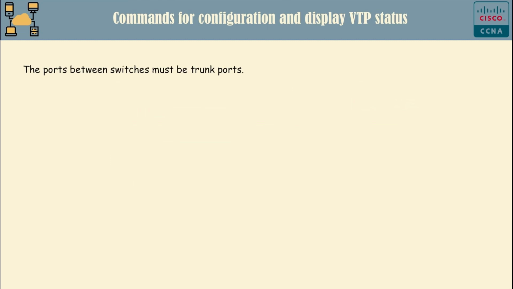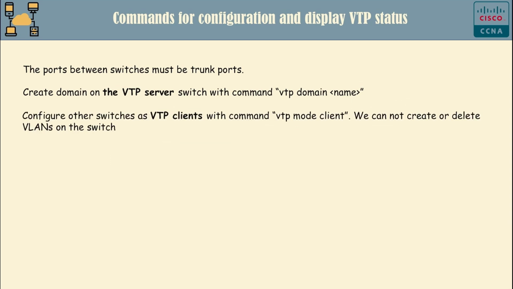Let's move on to commands for configuration and display. Since VTP is a VLAN Trunking Protocol, the ports between switches must be trunk ports for VLANs to propagate between them. First, you must create a domain on the switch you want to use as the VTP server. Then, configure other switches as VTP clients. If you don't enter this command for a VTP client, it will automatically become a VTP server. With this command, you can't create or delete VLANs on the switch.